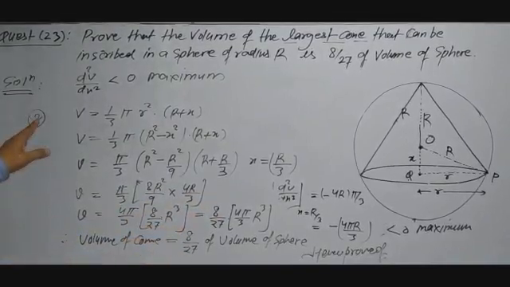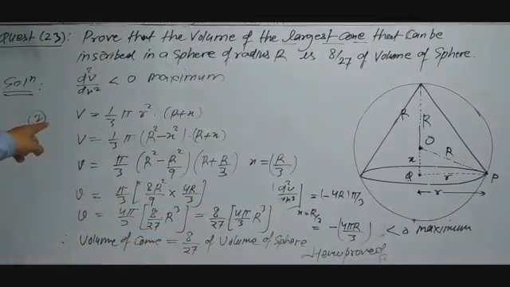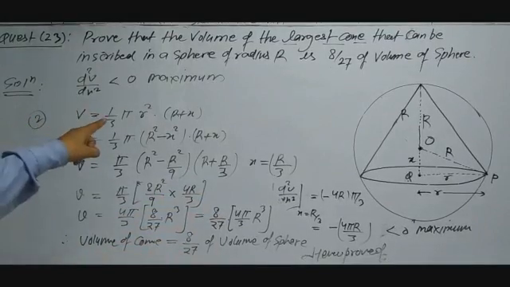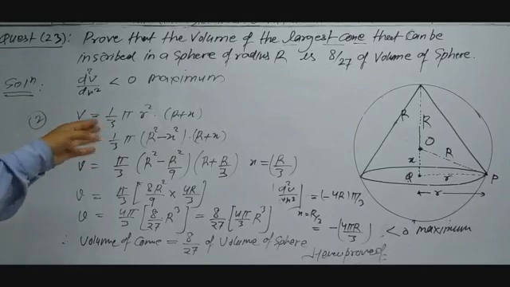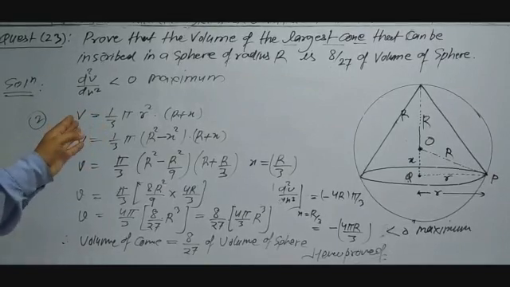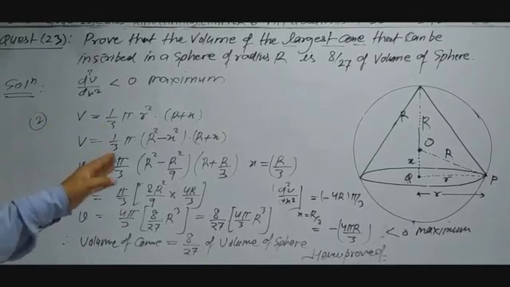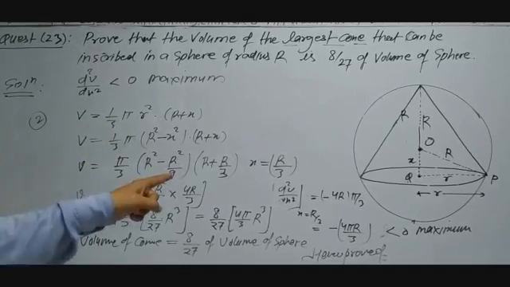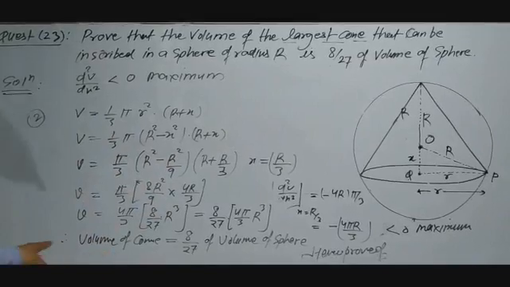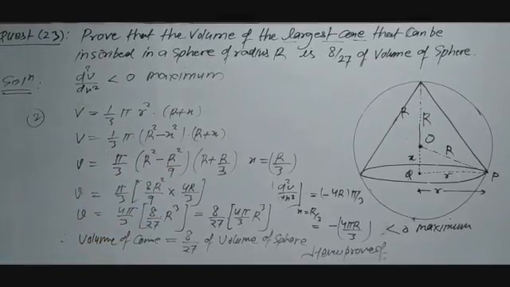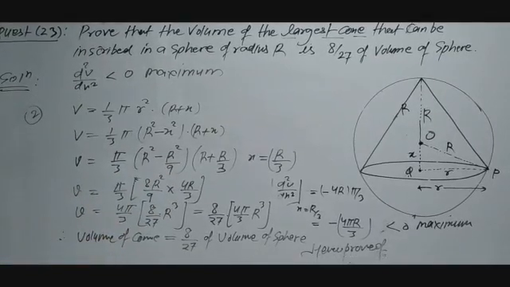Now find the volume of the cone when you put small r square equal to capital R square minus small x square, and x equal to r by 3. When you put these, you get the result. So the volume of the cone is equal to 8 by 27 of the volume of the sphere. Now this question is completed.